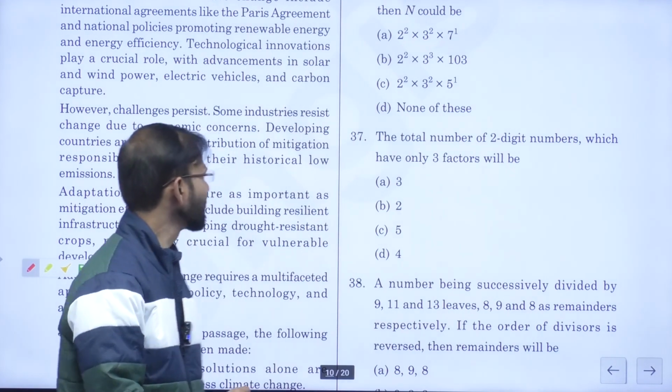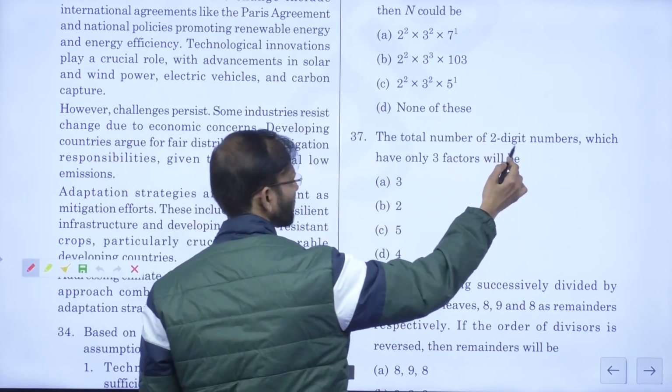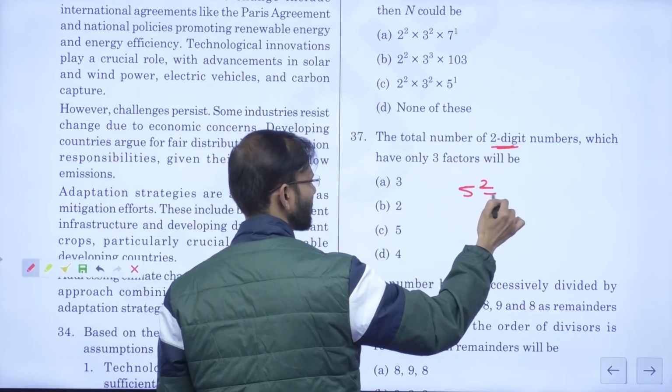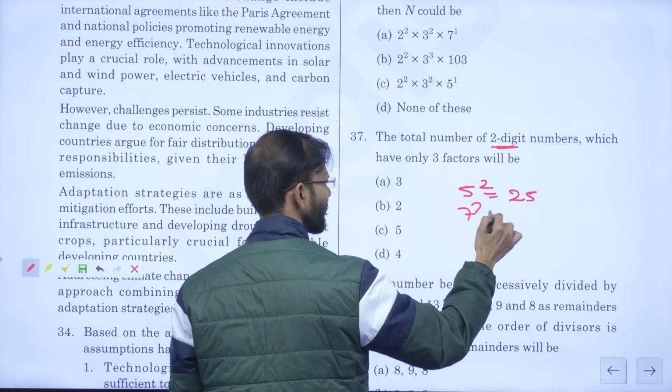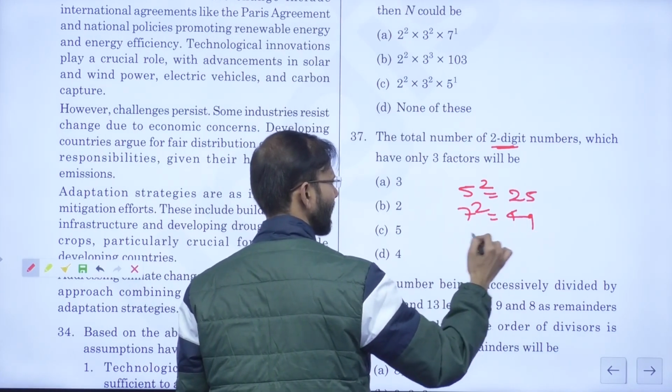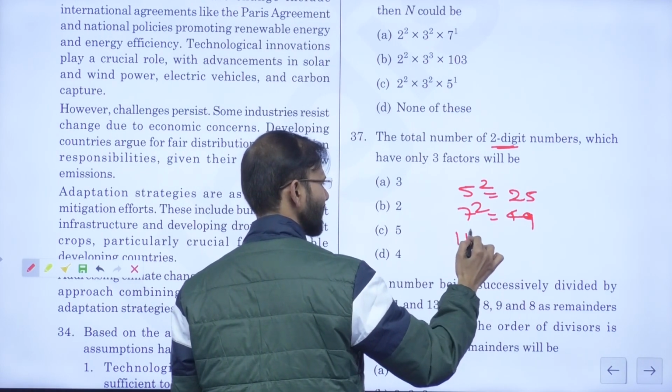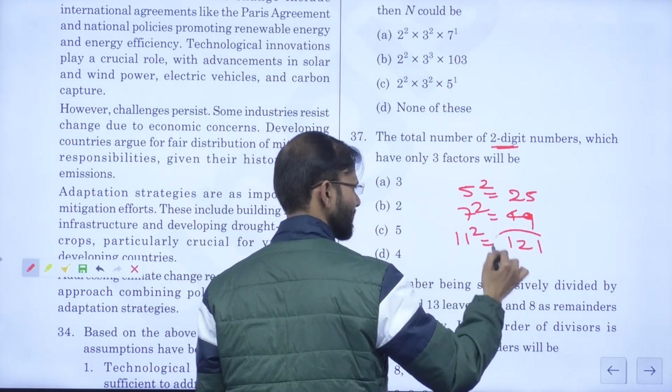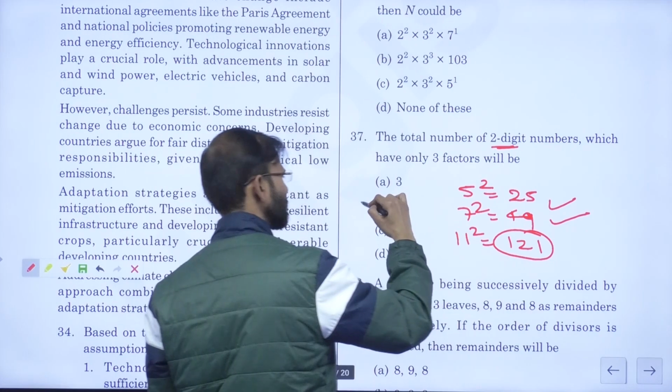Okay. So the question is saying 2-digit numbers. So 5 square is a 2-digit number, 25. 7 square is a 2-digit number, 49. After that, we have a prime number as 11. 11 square is 121, so it's a 3-digit number. So guys, the answer is 2.